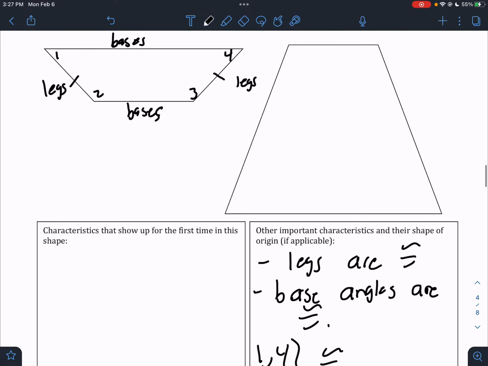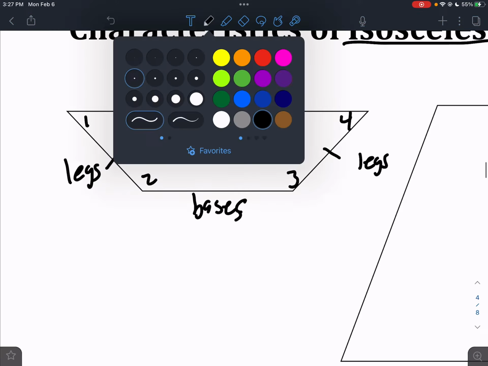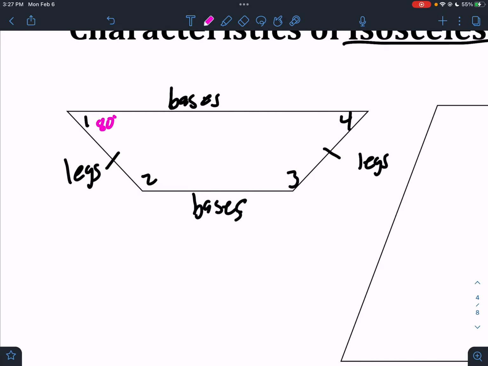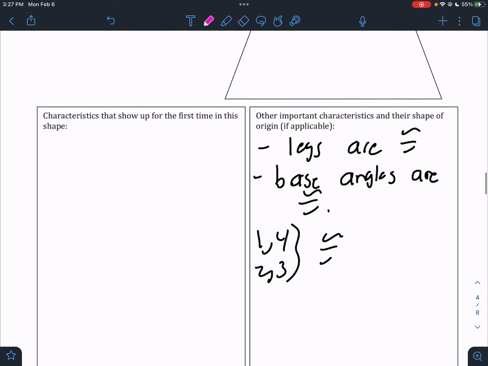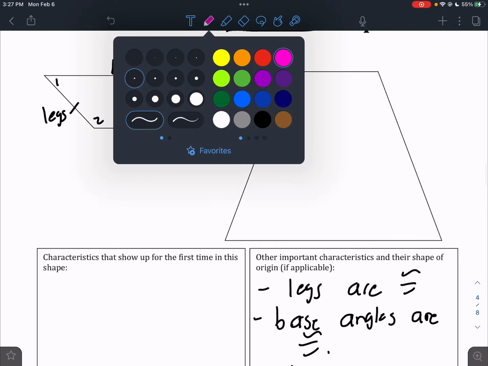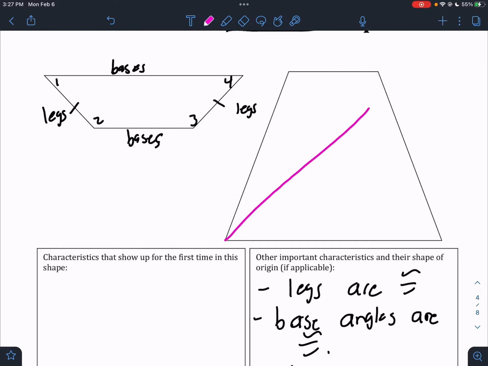Those are congruent angles. So if I knew that this corner was 80 degrees, well, this has to also be 80. And this would be 100, and this would be 100. So on an isosceles trapezoid, you just need one corner to know all four. So those are congruent. Now, notice none of those are the big deal. There is one big deal that's never happened before, and it has to do with the diagonals.